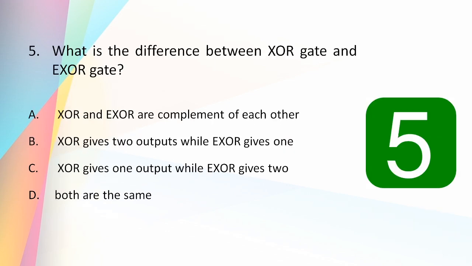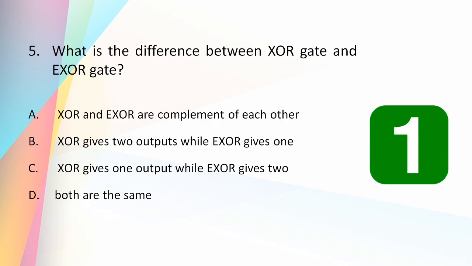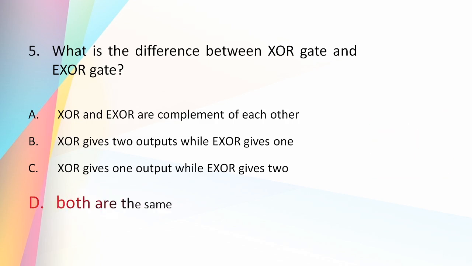What is the difference between XOR gate and EXOR gate? XOR and EXOR are complement of each other. XOR gives two outputs while EXOR gives one. XOR gives one output while EXOR gives two. Both are the same. And the answer is both are the same. XOR and EXOR can be used for the same gate.